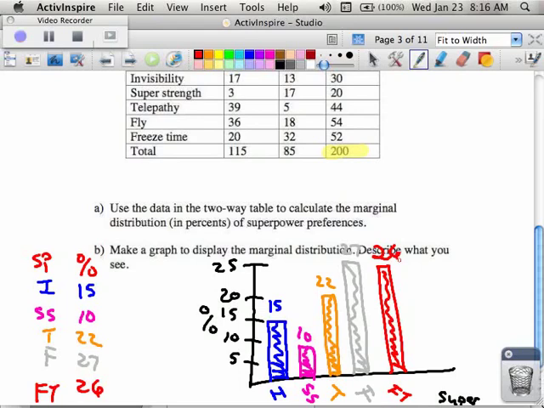And if we're describing what we would see here, it seems like freeze time and flying are the most popular superpowers, and super strength is the least popular. So that's some observations I could see from the table right away.